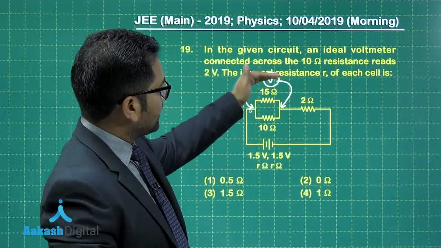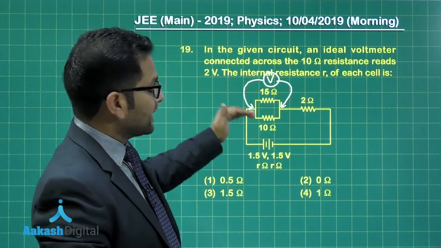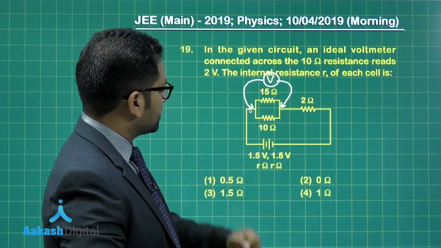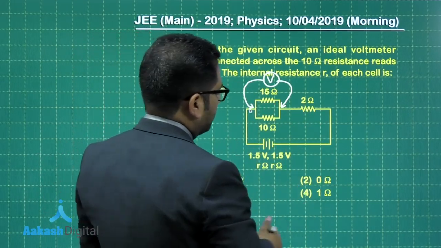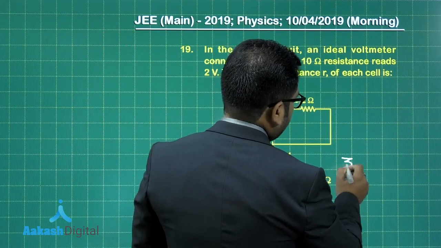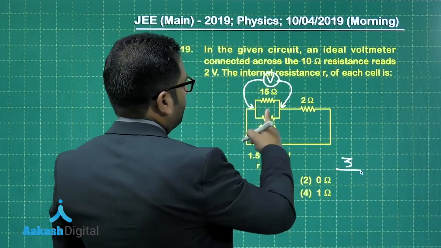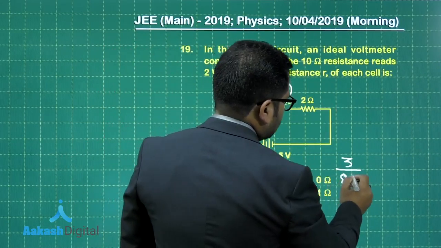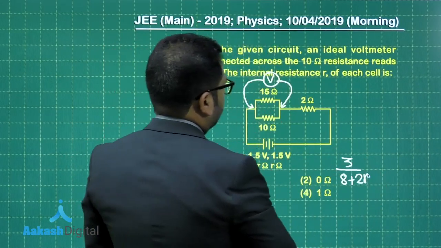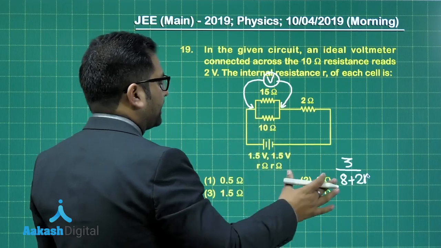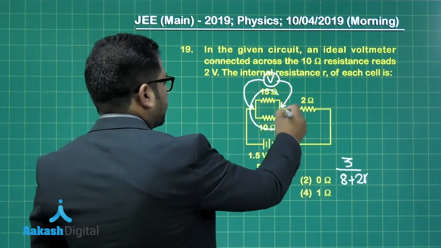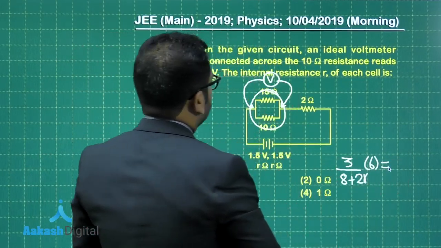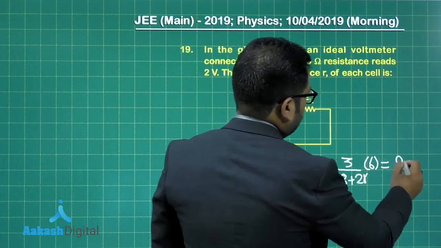So when I calculate the net resistance of this parallel 15 and 10, that will give me 6 ohm. This is 6, this is 2, this is 2R. So now you can easily calculate the current. The current is 3 volt divided by the resistances: 6 plus 2, 8, 8 plus 2R, that's the net current. And that current multiplied by the net resistance, which is 6, will be equal to 2 volt.